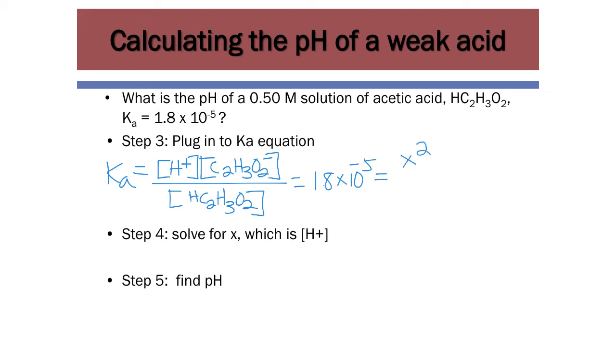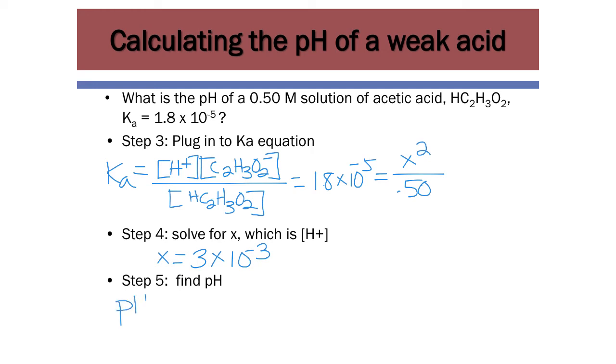We're going to have x squared over 0.5 because we were allowed to do that assumption since K is small, and we explained that on the previous slide. So we are good there. So now we just do 1.8 times 10 to the negative fifth. Multiply that by 0.5. That would give us x squared. So we're going to take the square root of that and get x equal to 3 times 10 to the negative third. If that was our final answer, if we were reporting that, then we would want to have two significant figures, but it's not.